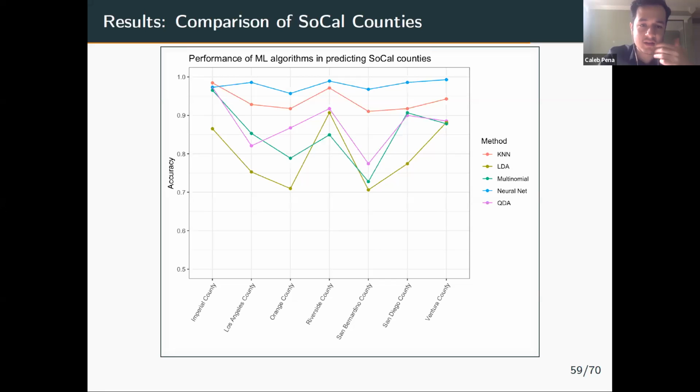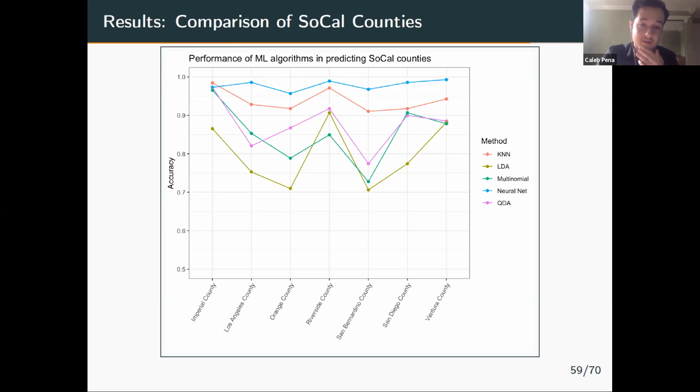And we notice a couple of things. First of all, right off the bat, we notice that the non-parametric methods, KNN and neural nets, perform the best. By far, we get with neural nets accuracy up in the range of 97–98%. But another thing that we can notice is that the results are not consistent from county to county.